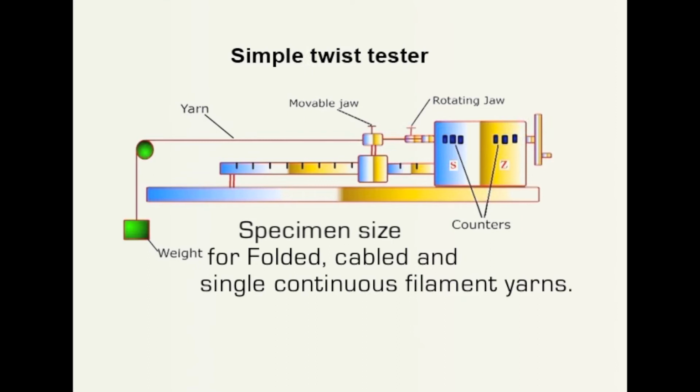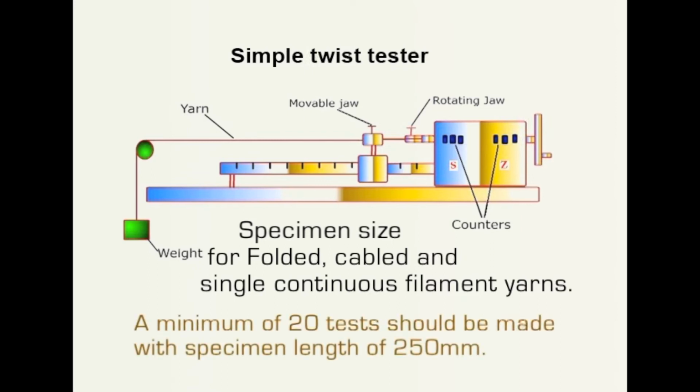In case of folded yarns, cable yarns or continuous filament yarns, a minimum of 20 tests have to be done and the specimen length has to be 250 millimeters. An average of these tests has to be recorded, and that will give you the yarn twist. All the testing, whether of yarn or any other type of material, has to be done only after it has been conditioned under standard atmospheric conditions for 24 hours.